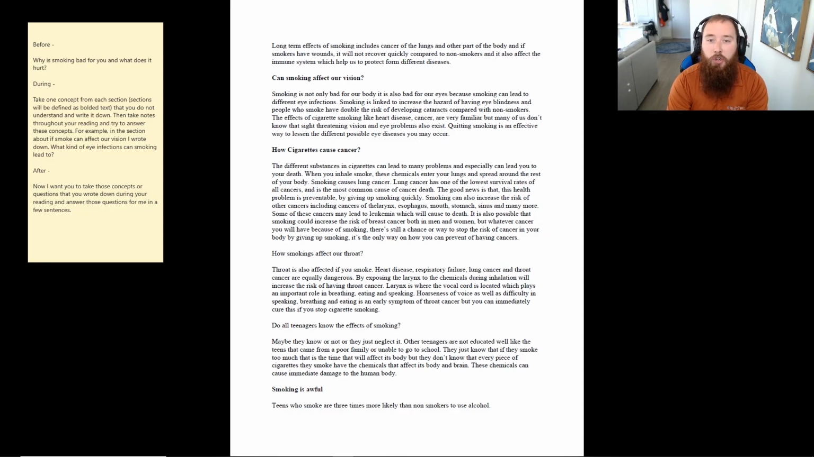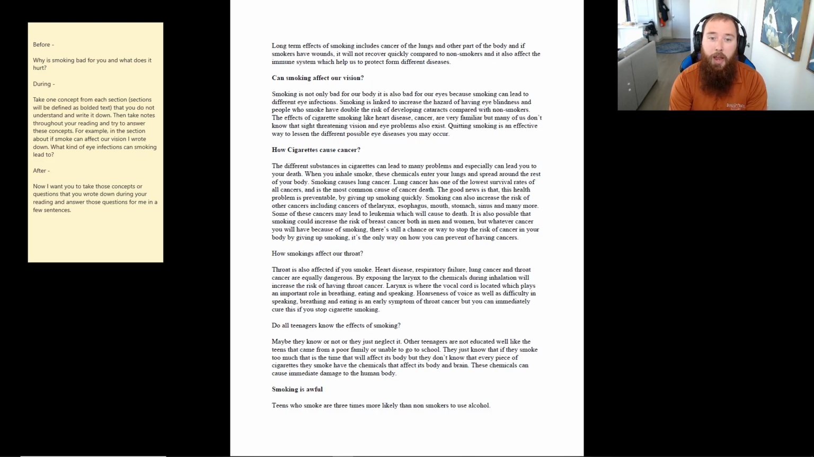Smoking is linked to an increased hazard of having eye blindness, and people who smoke have double the risk of developing cataracts compared with non-smokers. So if you don't know what a cataract is, that's another example of a question you can develop, and you can connect that with other content, okay? The effects of cigarette smoking, like heart disease and cancer, are very familiar, but many of us don't know that sight-threatening vision and eye problems also exist. Quitting smoking is an effective way to lessen the different possible eye diseases you may get.